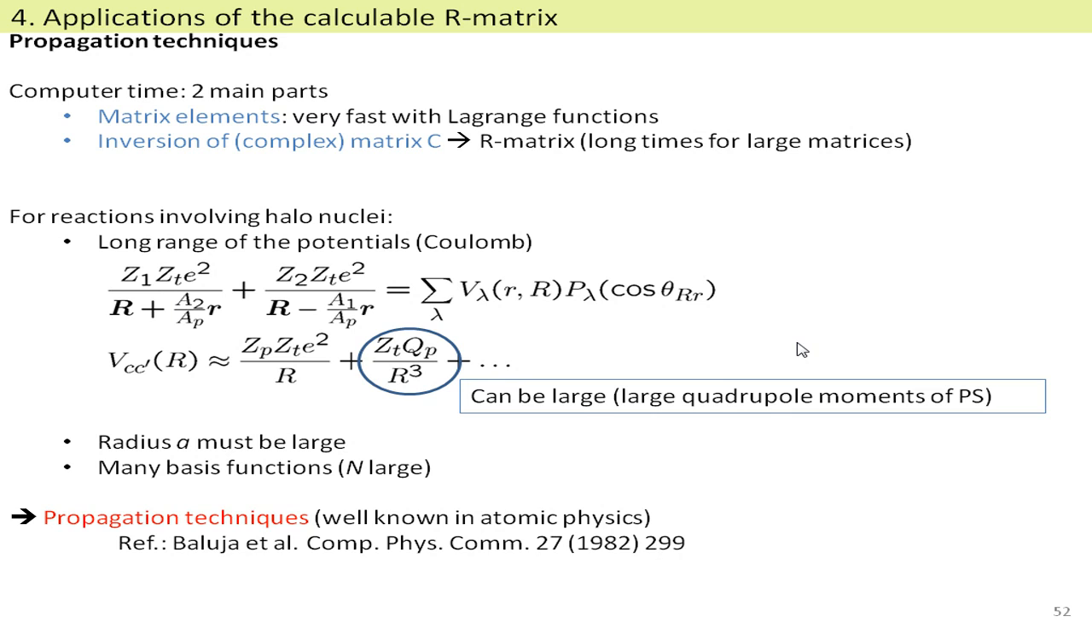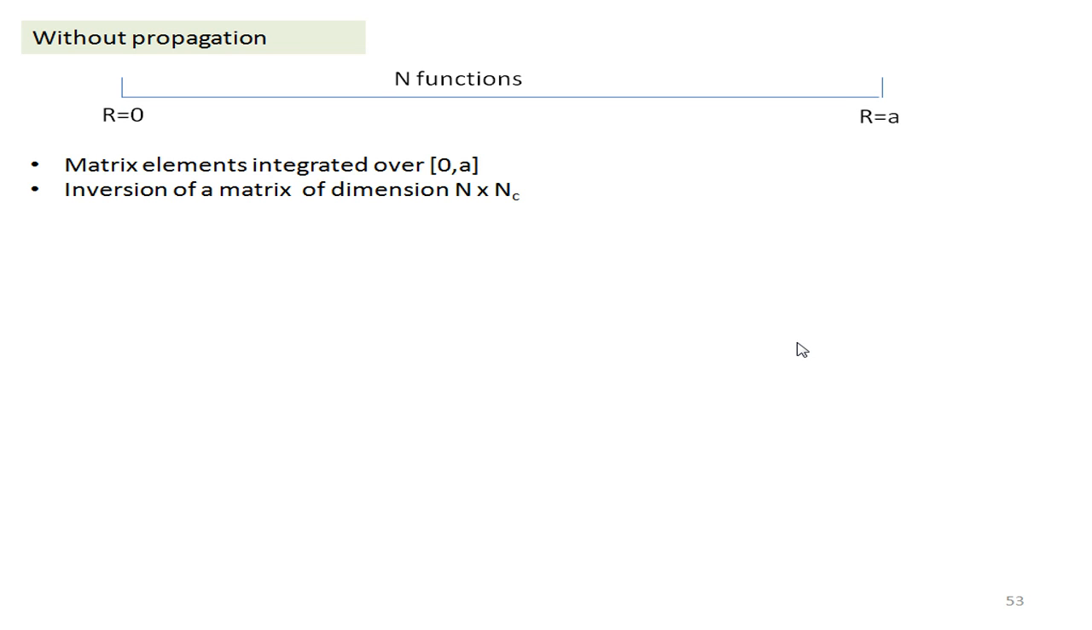And a solution of that has been proposed many years ago in atomic physics. So the idea is to propagate the R matrix. And I will finish with that, with the main idea of propagation. So if in the standard calculation, you have an interval from 0 to a, and you have n functions here. So what you need to do is to invert a matrix with a size given by the number of basis functions, n, times the number of channels. So the number of basis functions can be sometimes hundreds, and the number of channels 100 or 200. So this is a very large matrix.